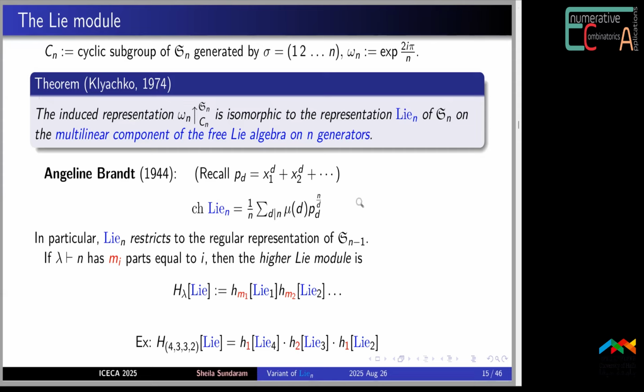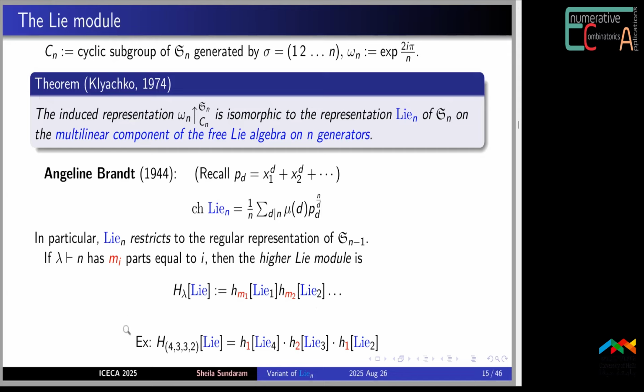So there are lots of things that you can immediately deduce from this, which you could also deduce from the basis I talked about for the free Lie algebra. Lie n restricts to the regular representation of Sn minus 1. I also want to define something called a higher Lie module. So this is H lambda of Lie for a partition lambda of n with m_i parts equal to i. So you should take this as a symmetric function definition now. This is defined to be h_m1 plethysm with Lie1, h_m2 plethysm with Lie2, and so on, and multiply everything out.